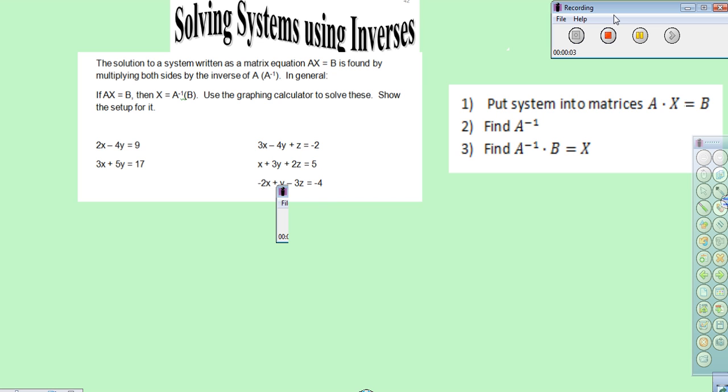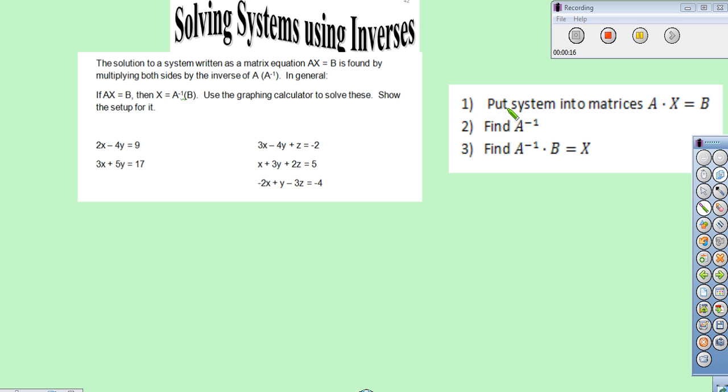Alright, this is a video that's going to help with solving systems of equations using matrix inverses. A little background information to start us off before we get going. Remember that the solution to a system written in a matrix equation, A times X equals B, is found by multiplying both sides by the inverse of A, or what we also know as A to the negative 1, or A inverse.